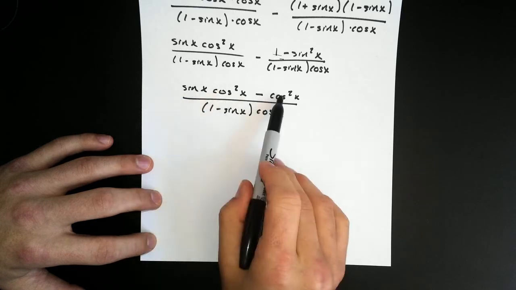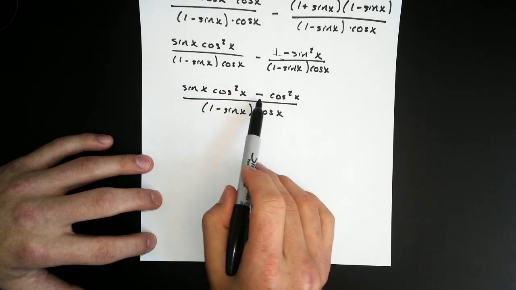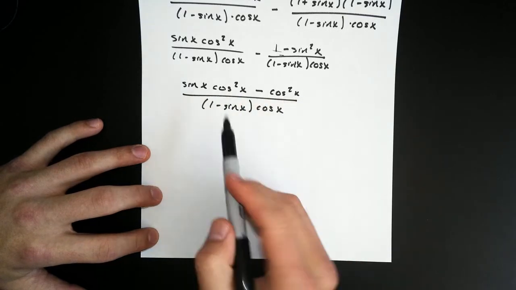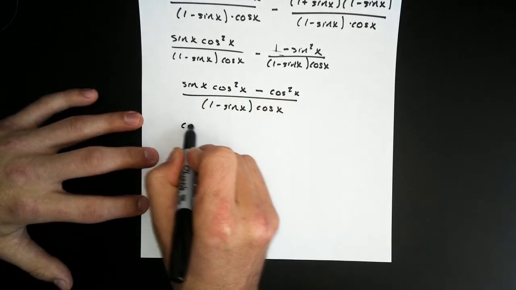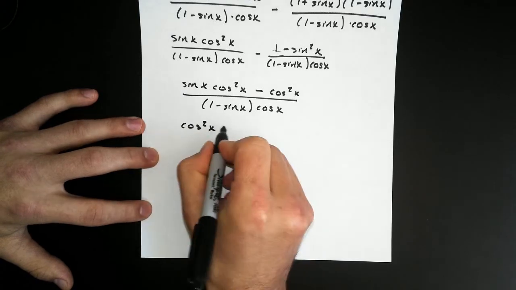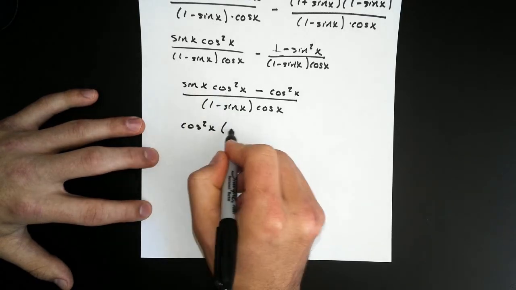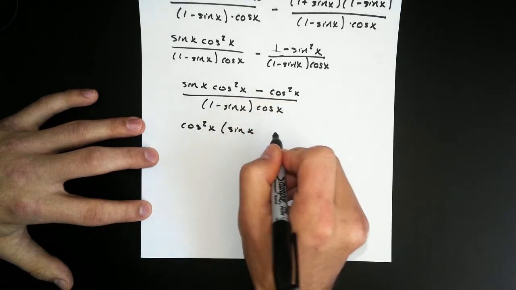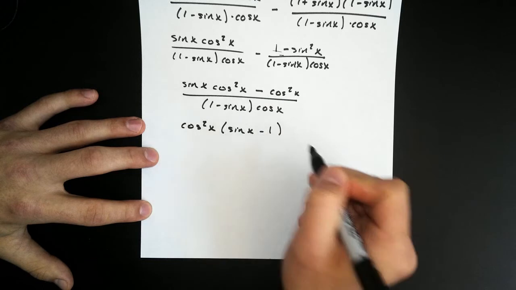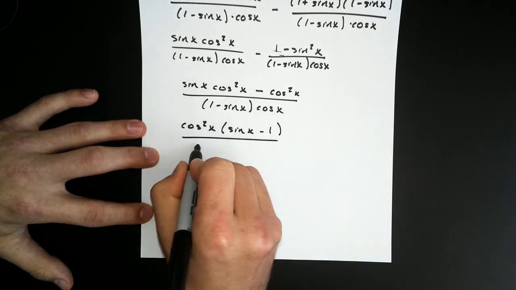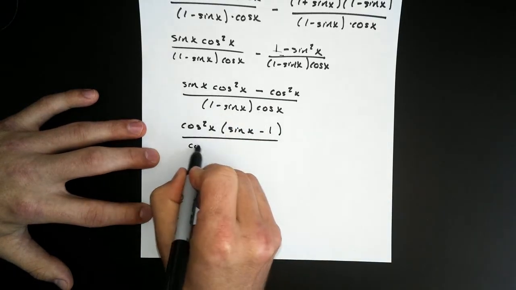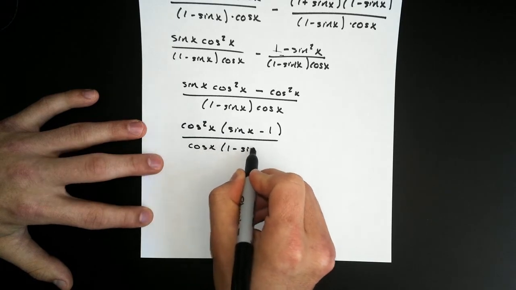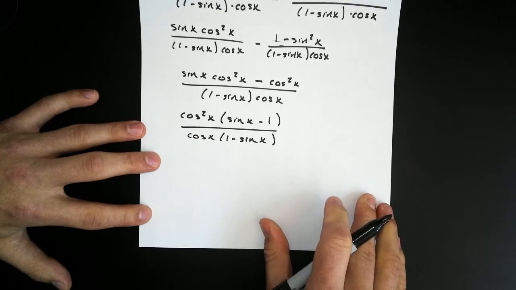In the numerator, I have two separate terms here separated by this minus sign. They both have a cosine squared in them, so we can factor that out. So factoring out cosine squared of x. In this first term, I'm left with the sine of x. In the second term, everything is factored out, so we're just left with minus 1. And then I'm going to reverse the order here. So then we have the cosine of x and 1 minus the sine of x.